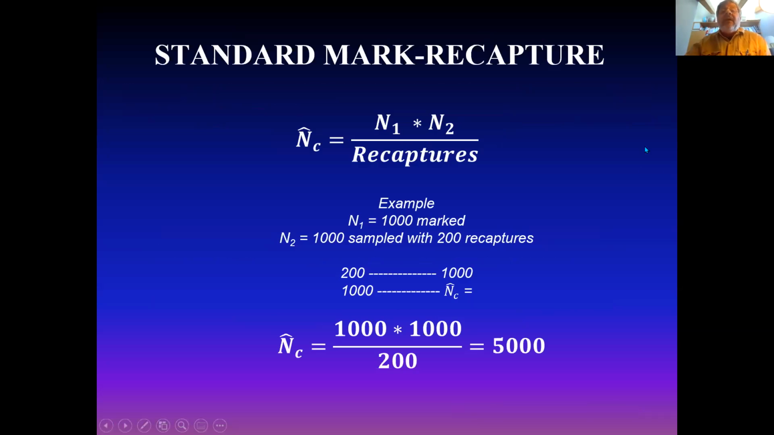So just to review what a standard mark recapture is: you can estimate census size, denoted as NC. You go in and sample a population one time, you tag those individuals, you put them back, and some time period later, be that a week, a month, or a year later, you go and capture again, that's N2, and you identify the number of recaptures in that N2. Then you can use this formula to estimate the census size.